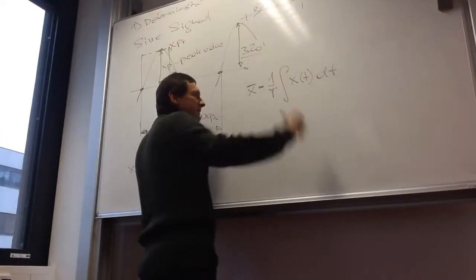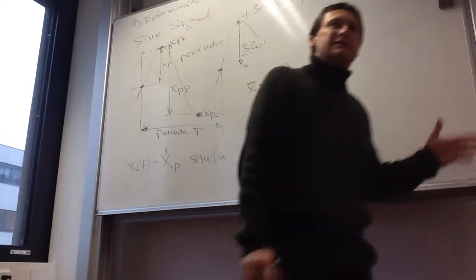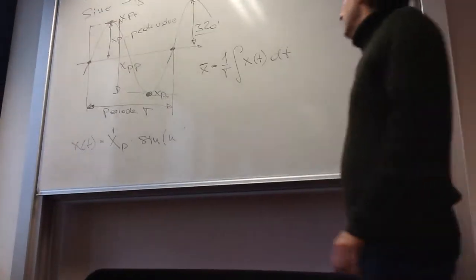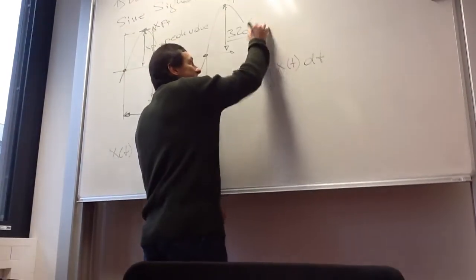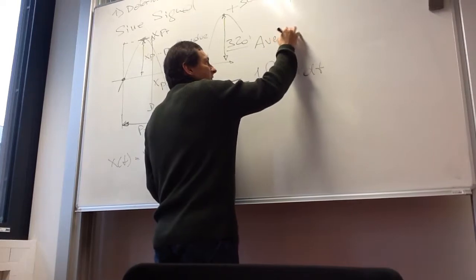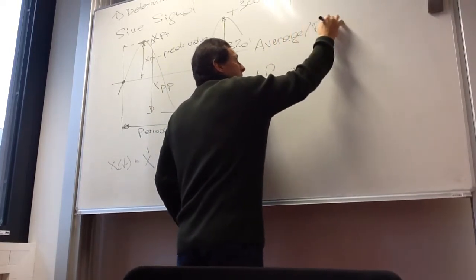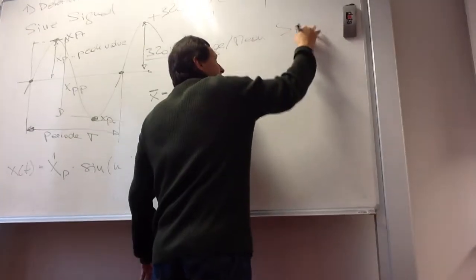So 1 over T, and this should give us the average value. And that's how you can calculate the average value or the mean value of your signal.